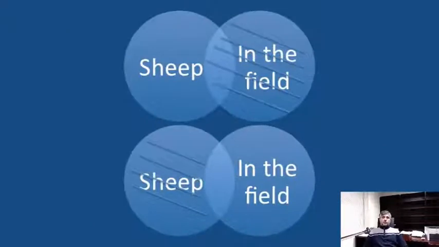But it could be true that there are no sheep that are not in the field, even when it's also true that there are no sheep that are in the field. That could be true, both of those two claims can be true, whenever there are no sheep. If there are no sheep, then there are no sheep that are not in the field, and there are also no sheep that are in the field. And the Venn diagram for those two claims helps us to see that they're consistent with each other.